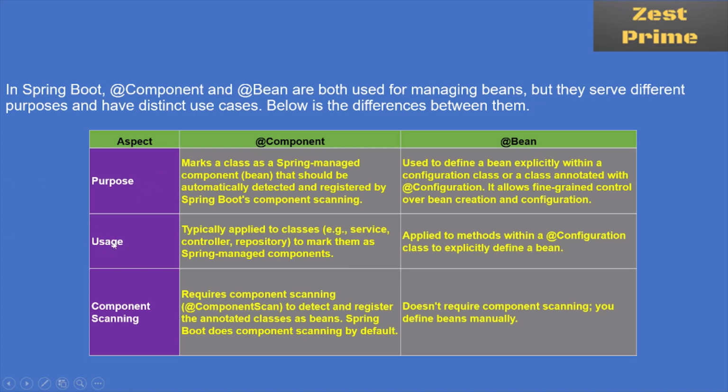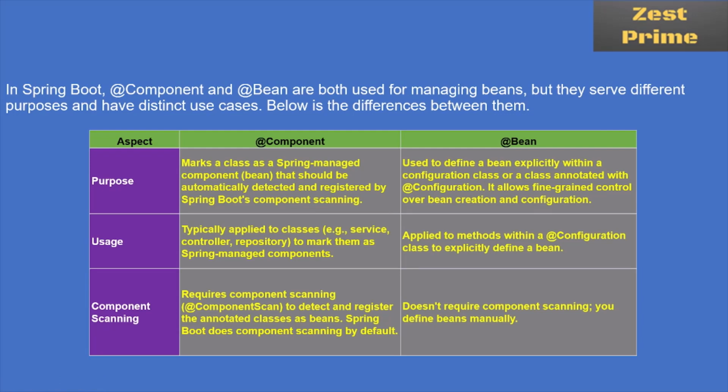The second thing is usage. @Component, as we have seen in the past, we apply by marking controllers, repositories, and services. We treat them as components, just in different flavors like service, controller, and repository. Whereas @Bean we apply on a specific method inside a configuration. So @Component is used in various flavors like service, controller, and repository, whereas @Bean is used inside the configuration only. That's the usage.